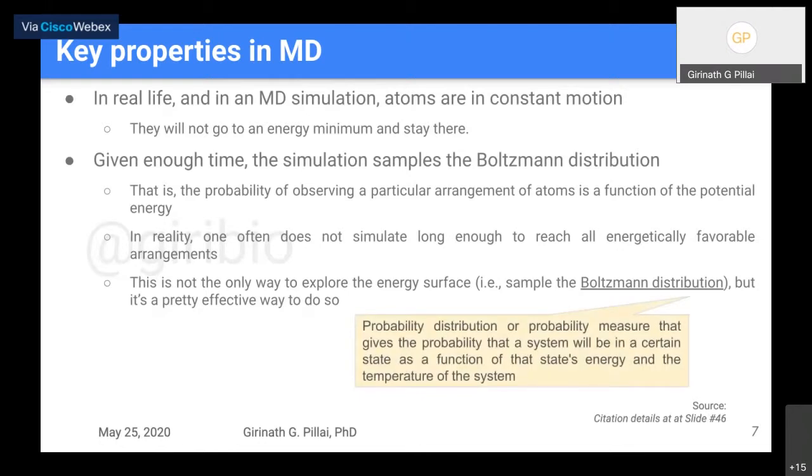As I already told you, it is a probability distribution or probability measure that gives the probability that a system will be in a certain state as a function of the state's energy and the temperature of the system. So we will also have different situations where we parameterize them accordingly.